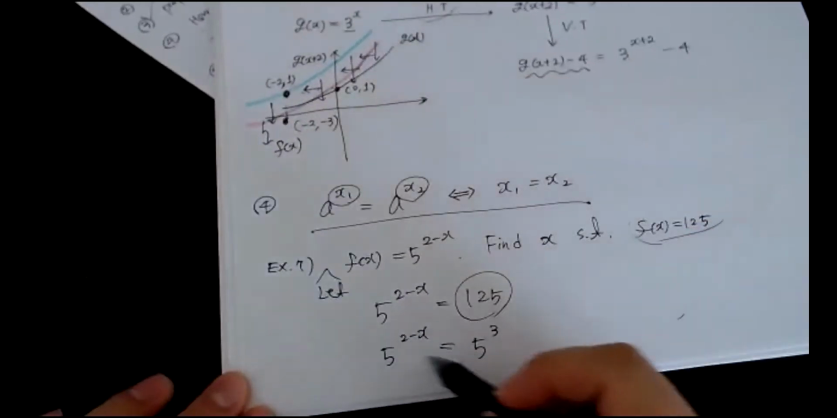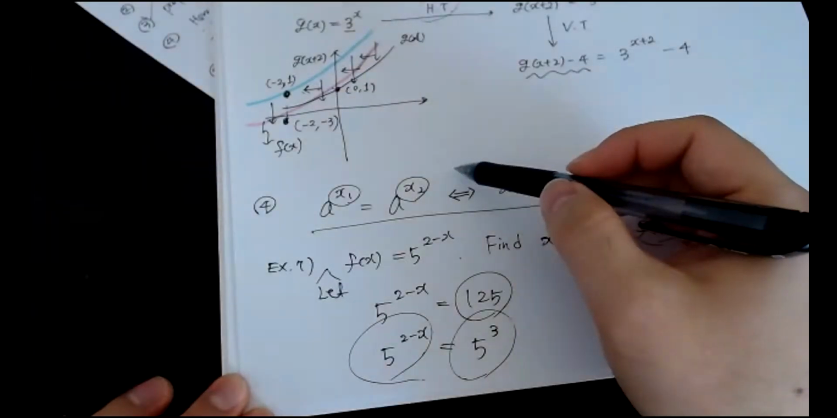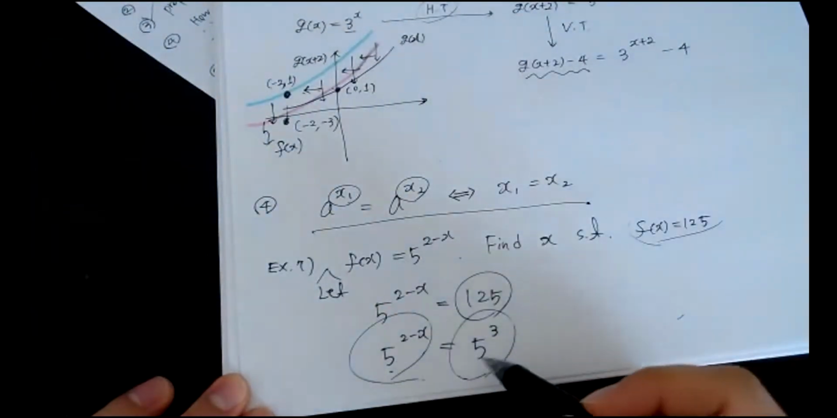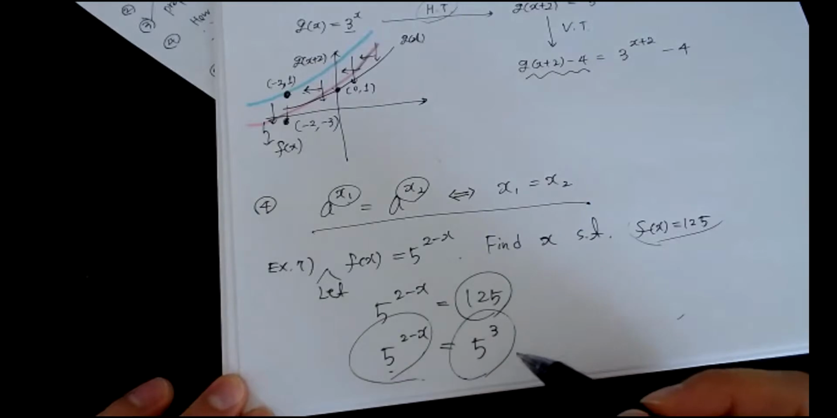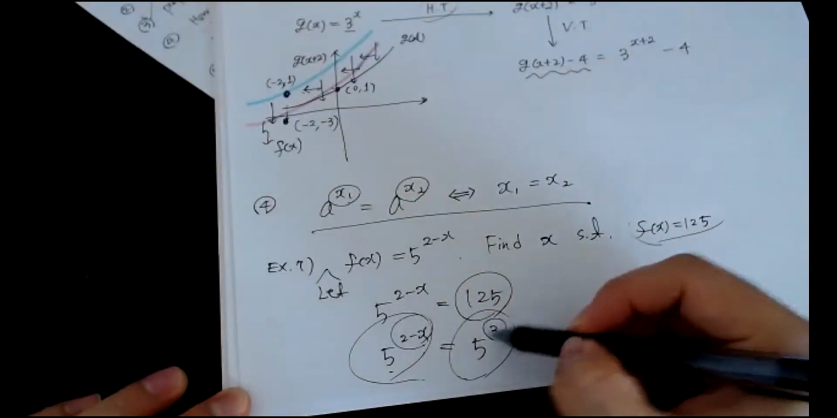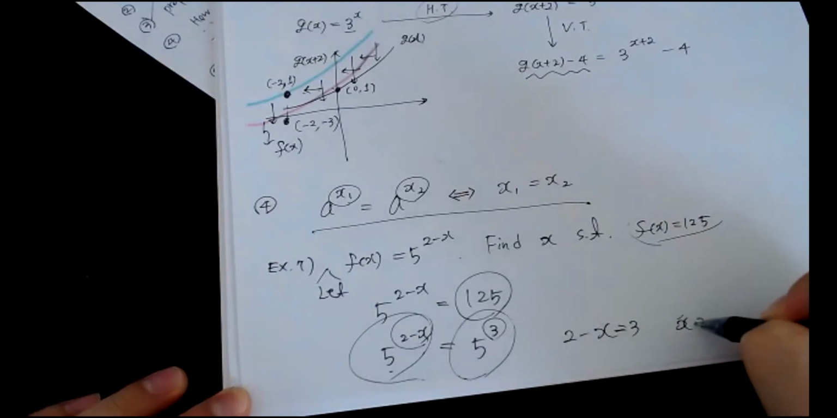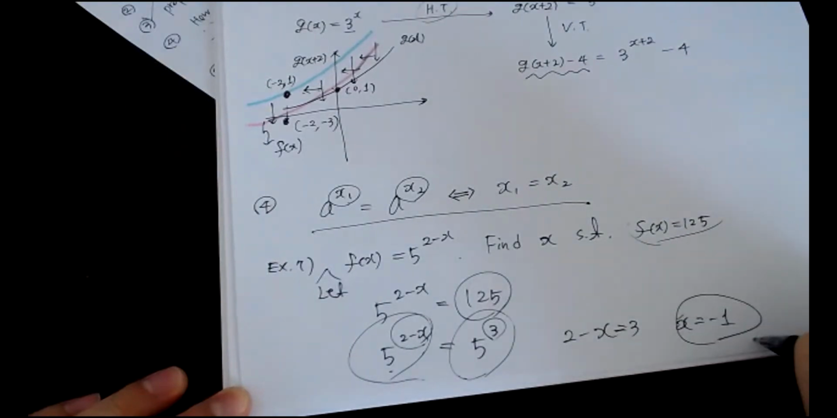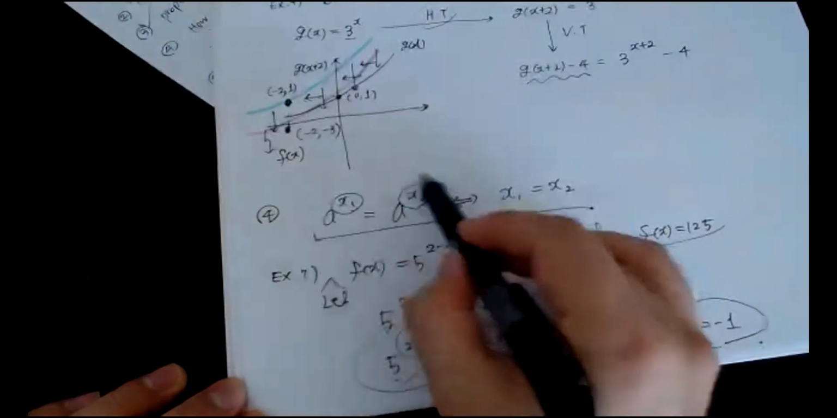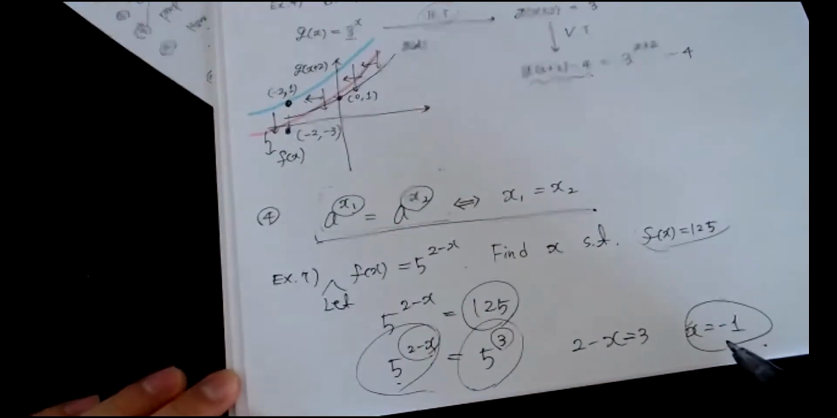Now you see these two sides have the same base, so we can use the one-to-one property. It says that if the left-hand side and right-hand side have the same base, then 2 minus x must be equal to 3. So 2 minus x is equal to 3. So x must be -1.